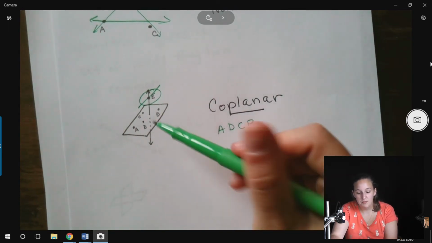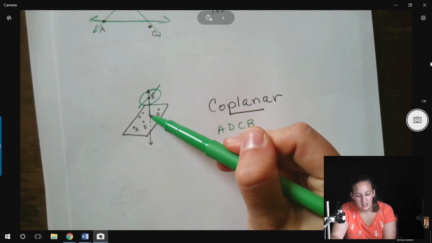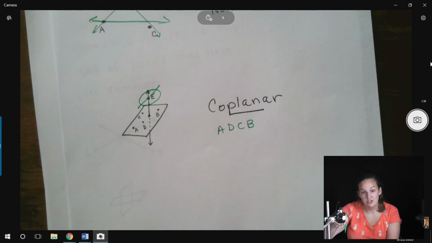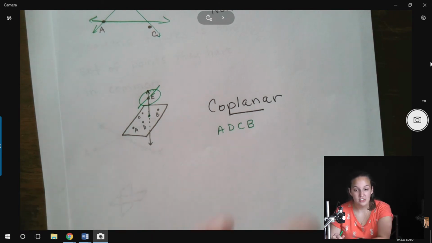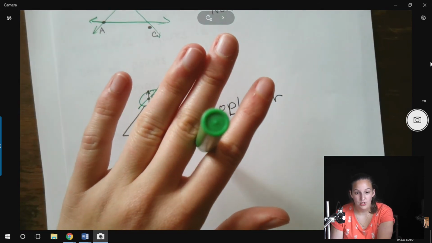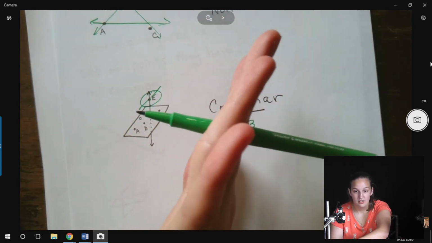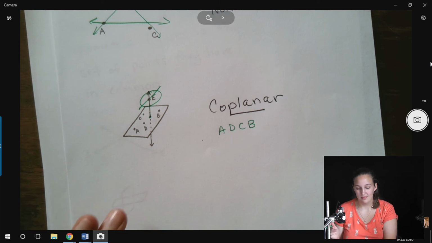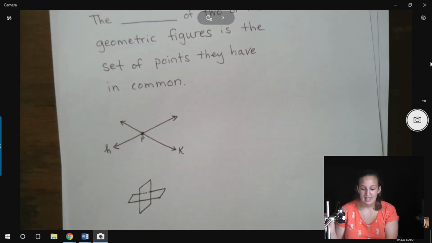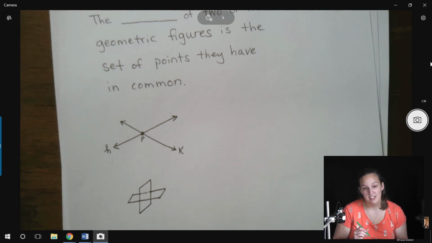I know this because this line here, see how it gets dashed right here? That means that it's going underneath. So that means that you have a surface and you have a point that's going through your surface, like that. Alright. The last thing we're going to talk about is the intersection.